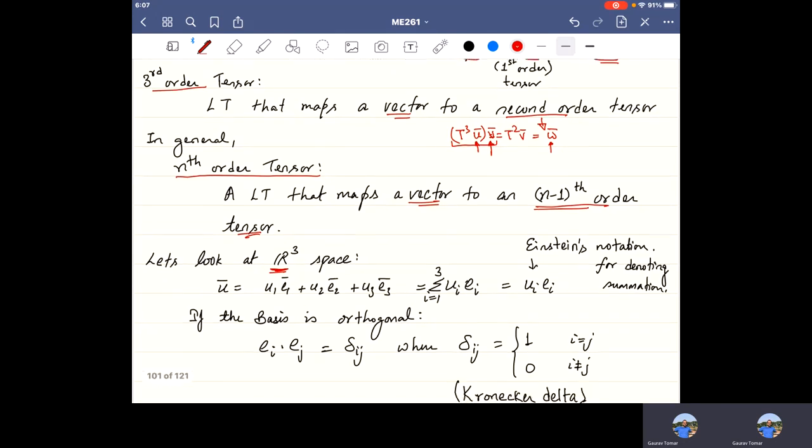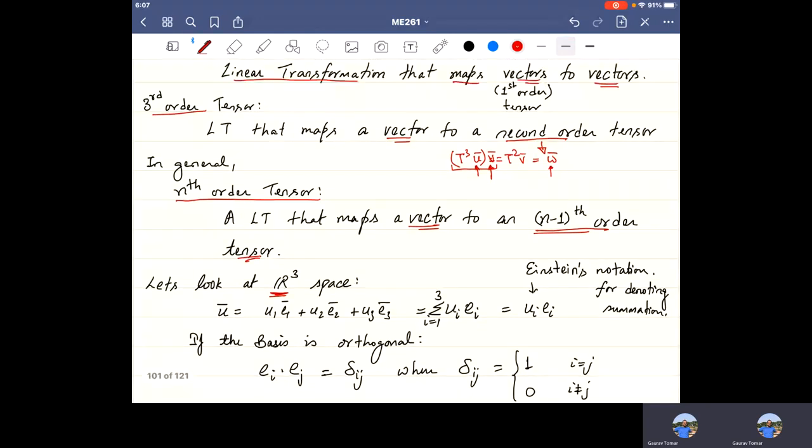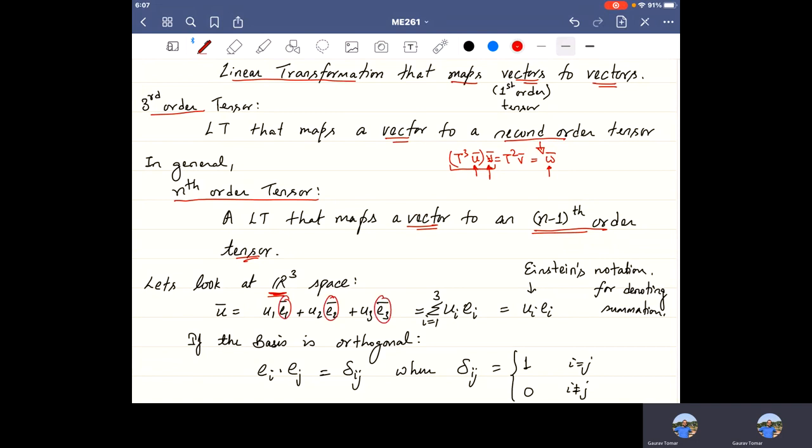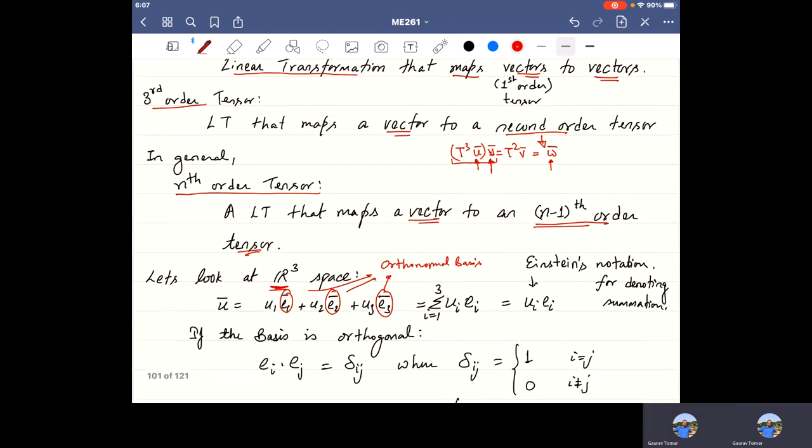Let's look at vector u. We can write vector u in terms of bases, and in whatever we discuss from now onwards, we'll define our bases as e1, e2, e3, which is an orthonormal basis. They're all unit vectors, right? So that means we can write e_i dot e_j as delta_ij. If they are the same vector, then you get unity. If they are different vectors, then you get 0.